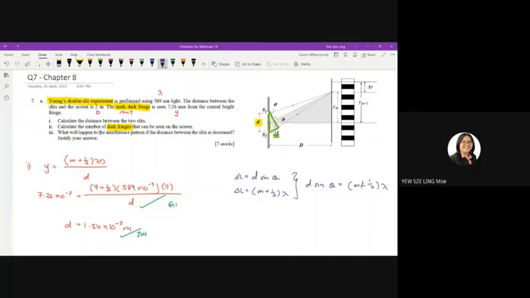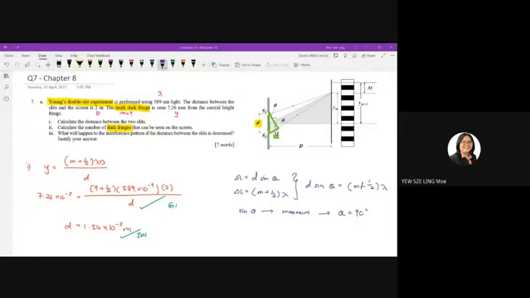Then how about the angle? We're not given the angle. Now, if you want to calculate the number of fringes that can be seen, then we need to find the maximum fringes that you can see on the screen. It's asking for the maximum amount of fringes. In that case, sine theta needs to be maximum, where we are going to assume the angle is equal to 90 degrees. So if you want to see the number of fringes that can be seen on the screen, we treat theta as 90 degrees.